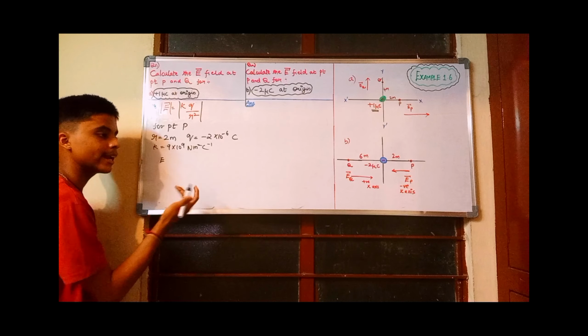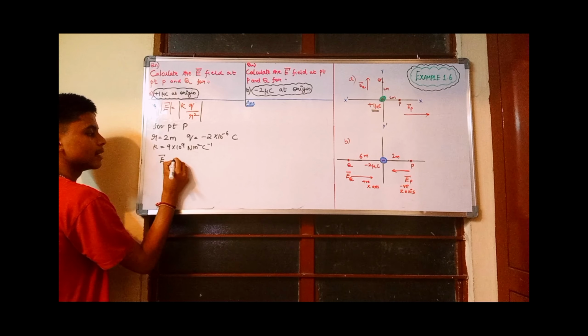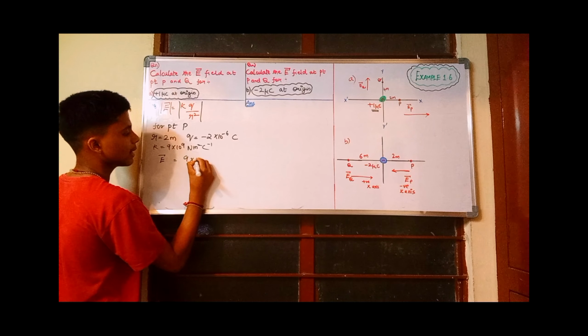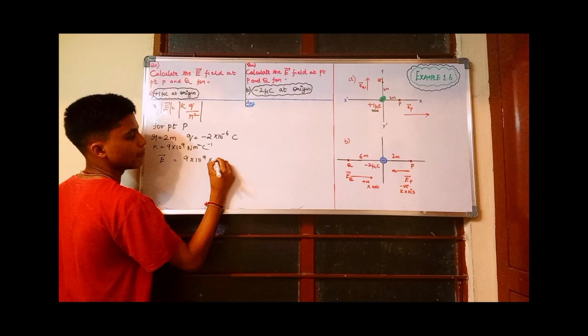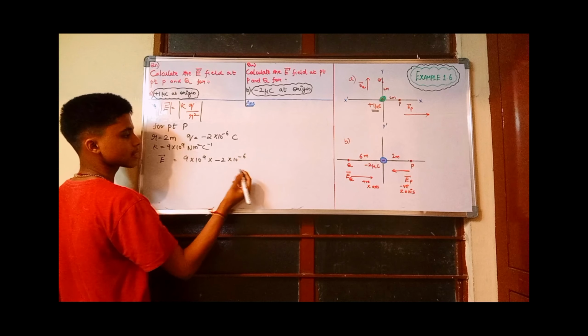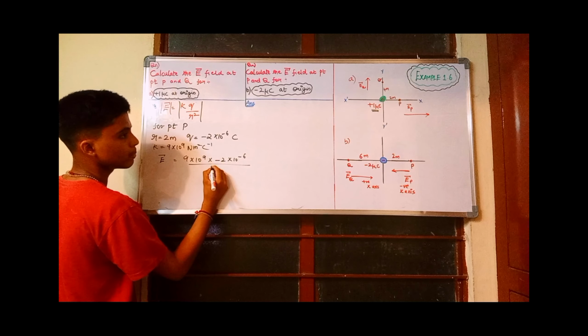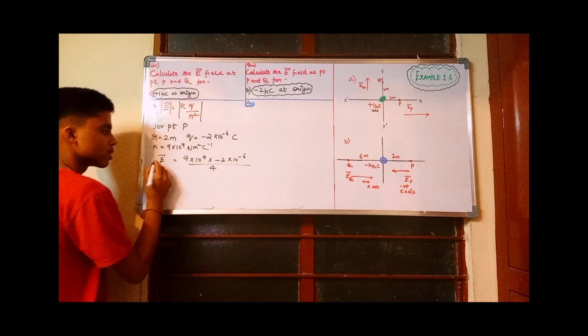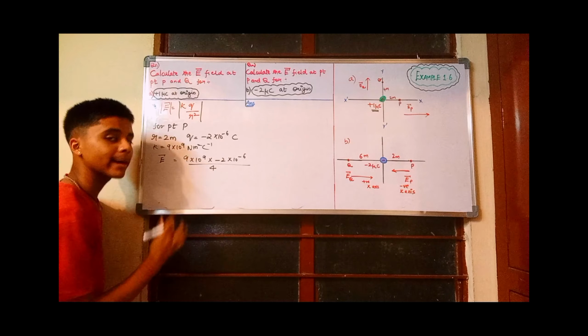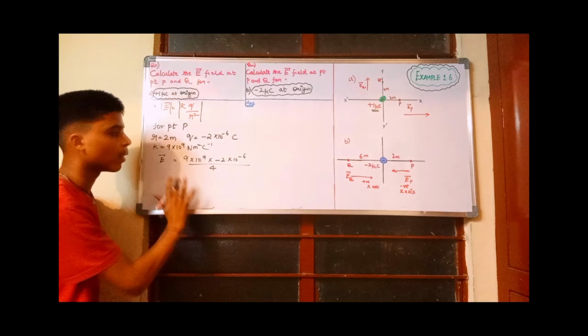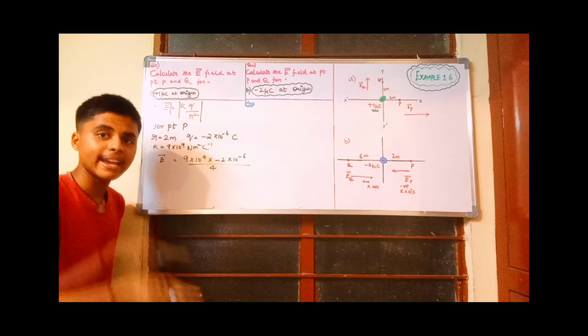So now first, before writing in magnitude form, let me write in electric form, which is equal to 9 into 10 power 9 into -2 into 10 power -6 divided by the distance, which is 2 meter. 2 meter means 2 square is 4. So now if I multiply 9 into -2, I get -18.